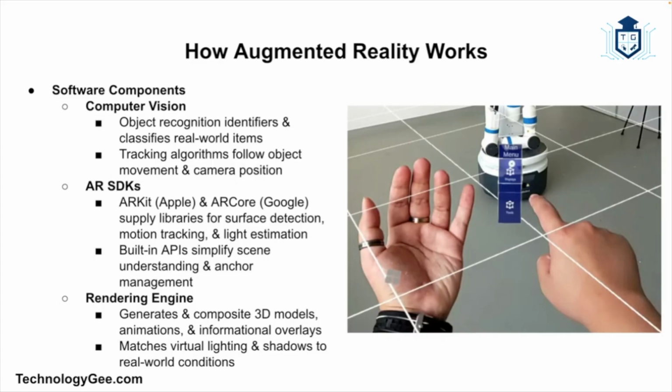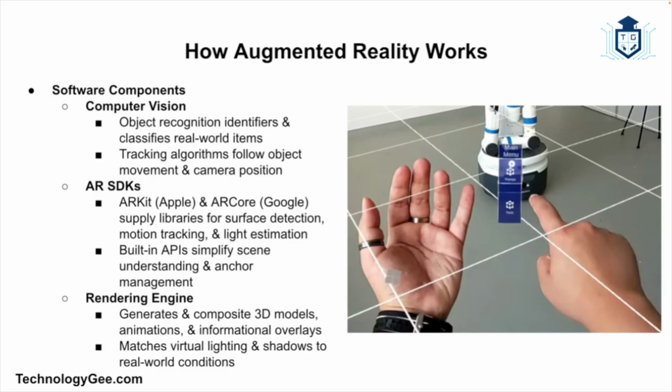Then there are the software components, such as computer vision. Computer vision algorithms process the data captured by cameras and sensors to recognize and track objects in the environment. This allows AR systems to understand the physical world and overlay digital content accurately. You have AR software development kits. SDKs such as ARKit from Apple and ARCore from Google provide developers with tools and frameworks to create AR applications. These SDKs include libraries for object recognition, motion tracking, and environmental understanding.